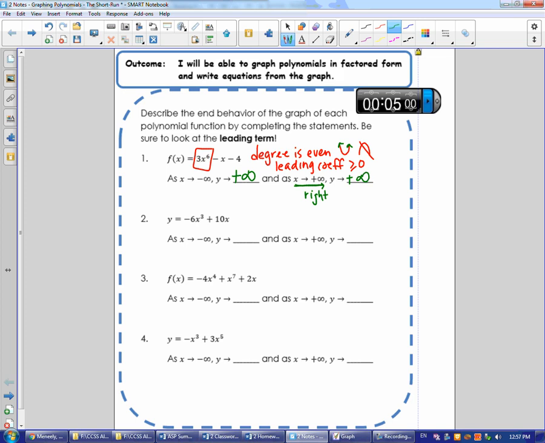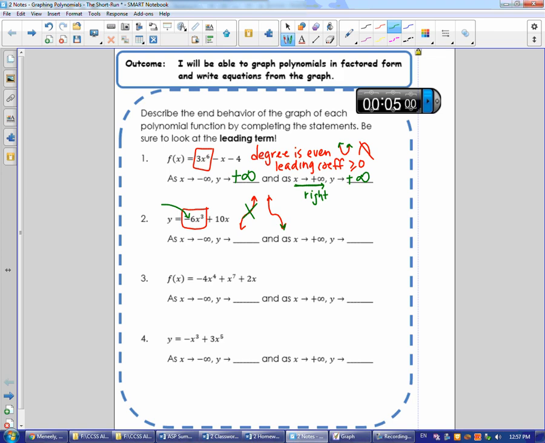We'll do the same thing for number 2. We have y is equal to negative 6x to the third plus 10x. So the first thing I'm going to do is put a square around my leading term. The exponent is odd, so the degree is odd, so that means it's going to be an S. My S is either going to be increasing or decreasing. And what I look at next to determine that is the sign. If that leading coefficient is negative, that must mean that my graph is decreasing to the right.